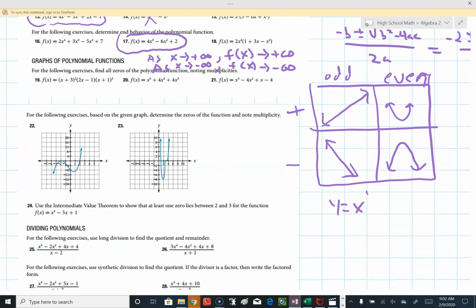For problems 19 through 21, we're finding all the zeros of the polynomial, noting multiplicity. So multiplicity is just a repeated root. In the case of number 19, where we have x plus 3, the zero is going to be x equals minus 3. And we say it's a multiplicity of 2 because it's squared. There's 2 copies of it. I could write this as x plus 3, x plus 3. This is a multiplicity of 2.